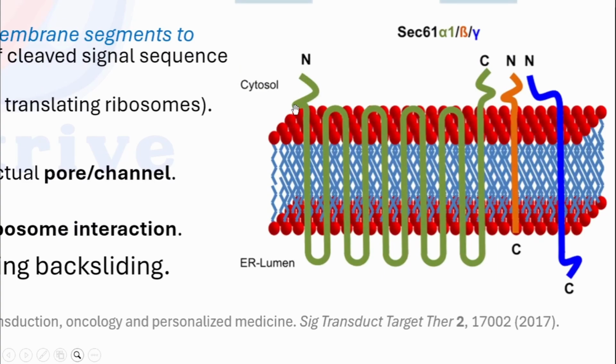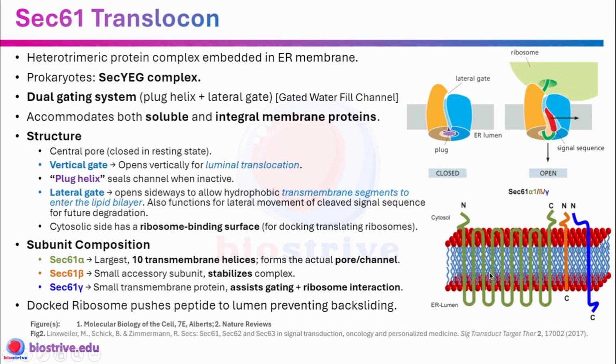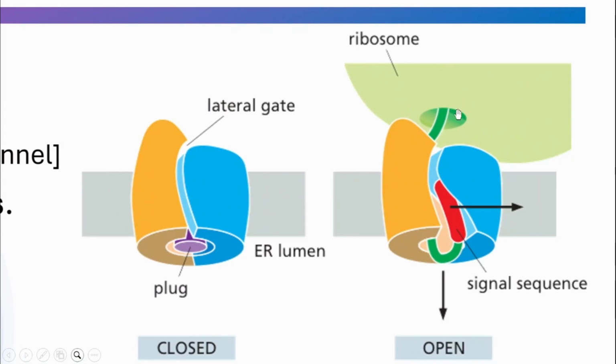The first one shown in green is alpha, the second one shown in orange is beta, and the third one shown in blue is gamma. The alpha subunit acts as the translocation channel. The vertical gating system and the whole translocation channel is comprised of this alpha 1 subunit. The beta subunit is stabilizing the whole complex, and the gamma subunit is assisting the gating system and assisting ribosome interaction. While this translocation occurs, the ribosome is the one pushing the protein downward so that the backsliding of the protein can be prevented.